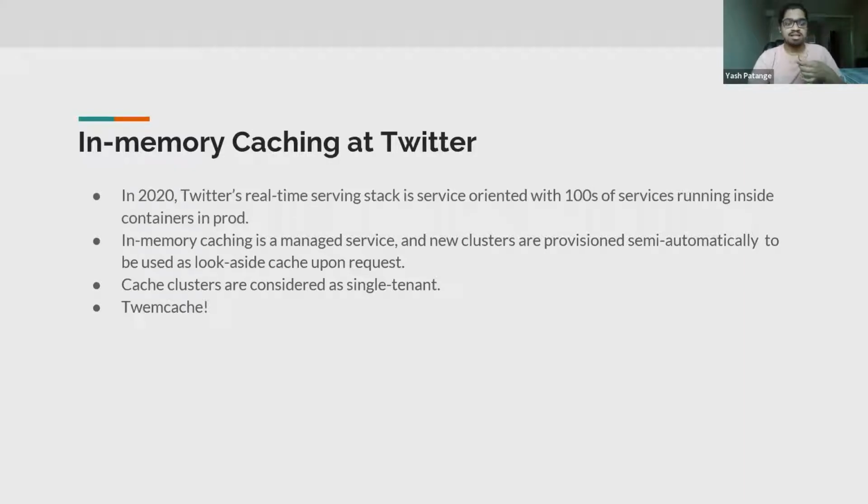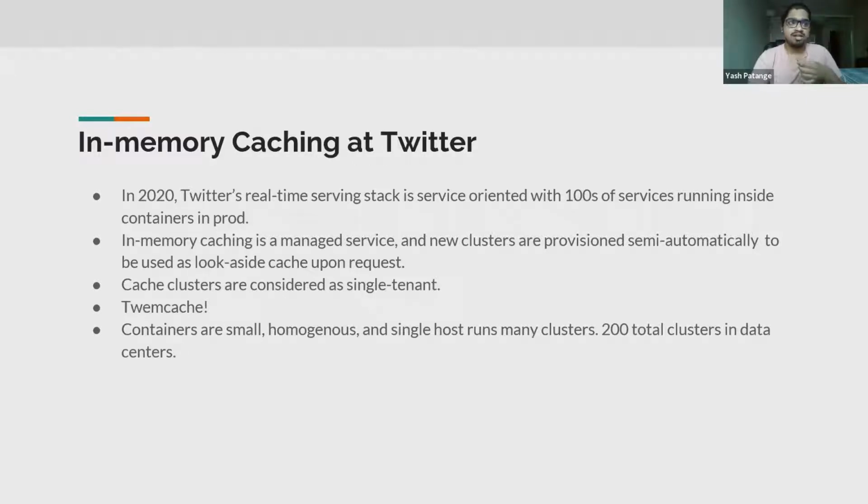In comes Twemcache. Twemcache is Twitter's forked version of an earlier version of Memcache. Twemcache containers are small and homogeneous, and a single host runs many clusters. There are 200 total clusters in a data center. Twemcache often stores small and variable size objects, in the range of a few bytes to tens of kilobytes.